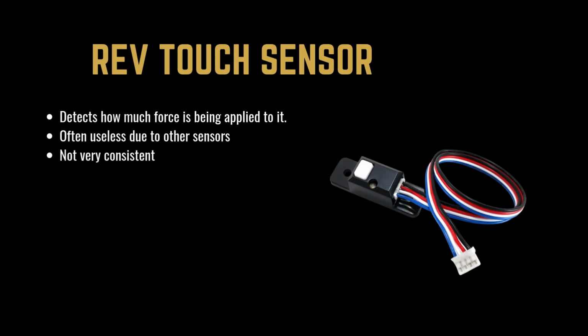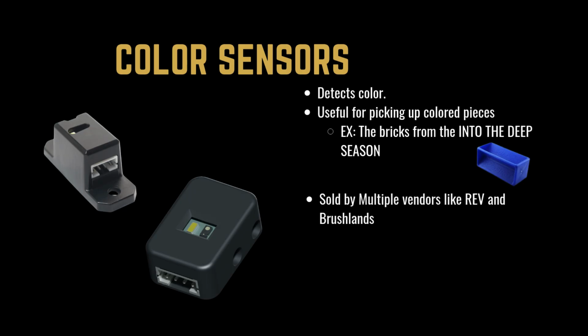So then we have color sensors. There are multiple color sensors sold by companies like REV and others. These can detect color and can be useful in seasons where in autonomous you don't need to be precise to pick up game elements, and there are alliance-specific colored game pieces, like for example the bricks from the Into the Deep season, which were blue and red, so you can detect the color using that.